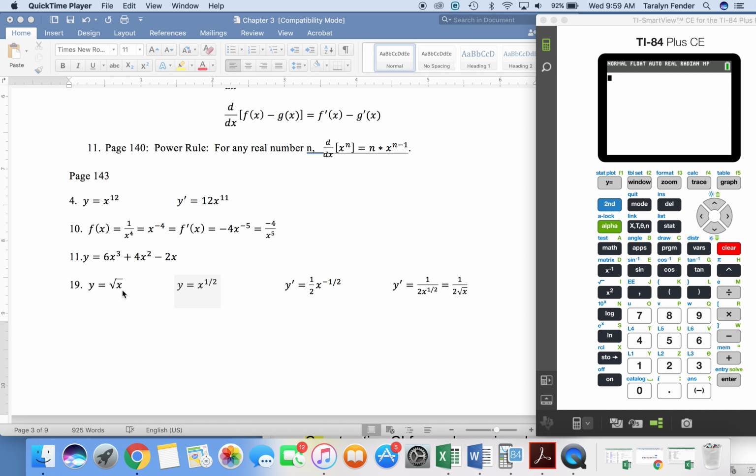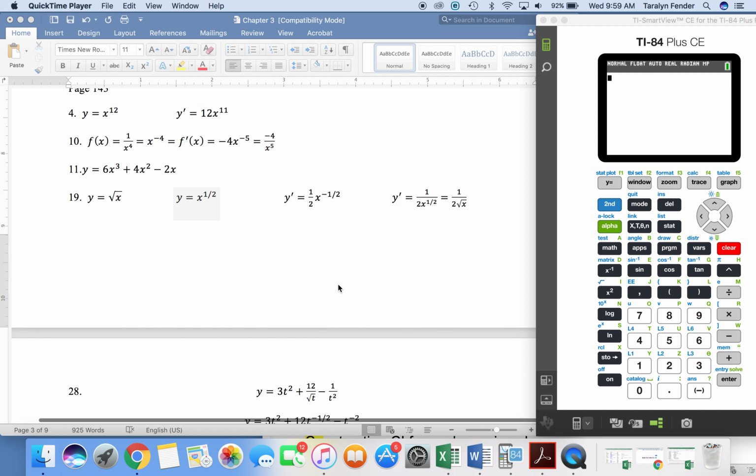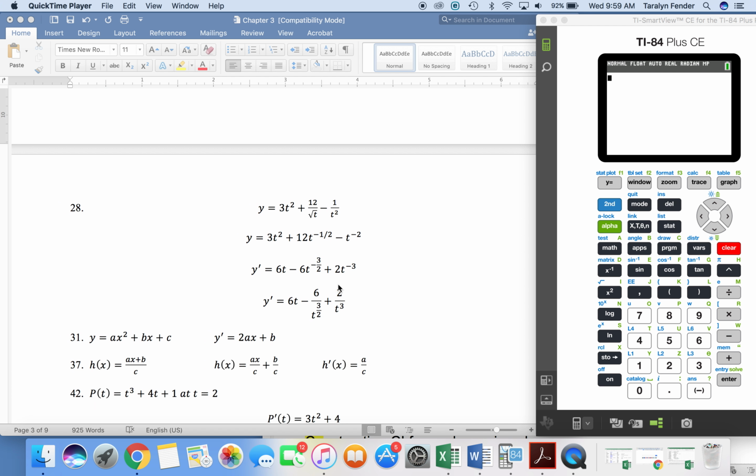If we have y is equal to the square root of x, we have to write that as an exponent. So x raised to the 1/2 power, and then it's 1/2 times x raised to the negative 1/2, because 1/2 minus 1 is negative 1/2. Number 28, we have 3 parts, so this is a polynomial function. So we have t squared here, 12 divided by the square root of t, and 1 divided by t squared. So we rewrite it in the correct form, and then you can take the derivative.